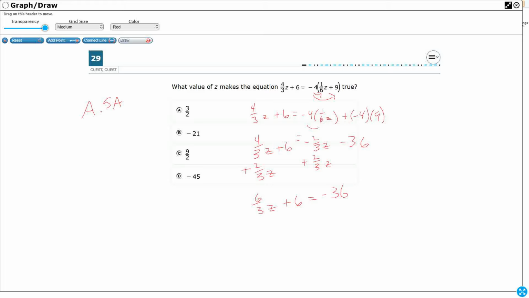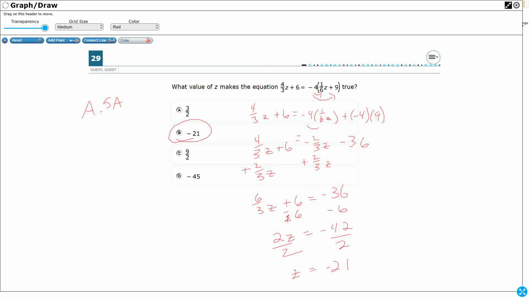Let's go ahead and subtract 6 from both sides. So minus 6. So I'm going to get 2z equals, then I've got negative 42. When you subtract from a negative, it's like adding the 2. Then you simply divide by 2, and we're good to go. Z equals negative 21. So our answer is B.